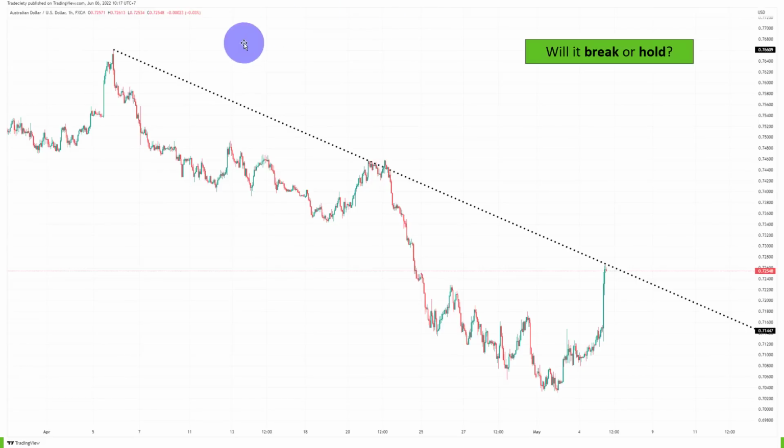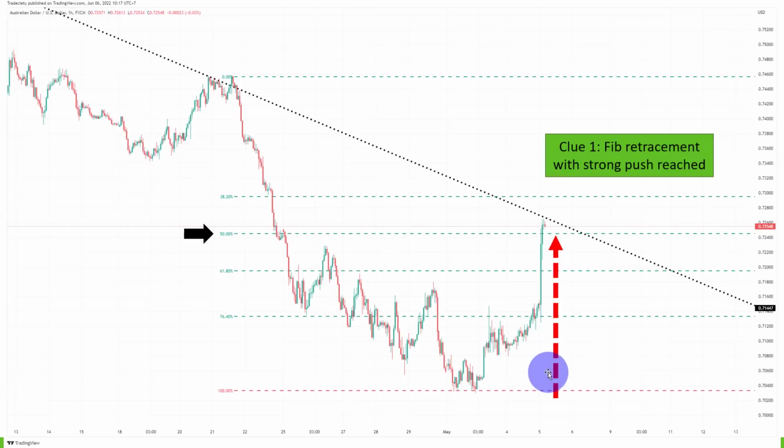What do you think about this trend line? Do you think it's likely to break or hold? Let's dig into it and analyze it. First of all, we can clearly see that we are in a downtrend, but there's also a very strong bullish push here. You can see the market rallied higher from the bottom, and especially the last three candles here are very strong bullish.